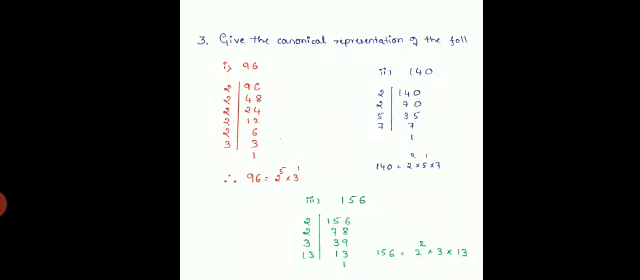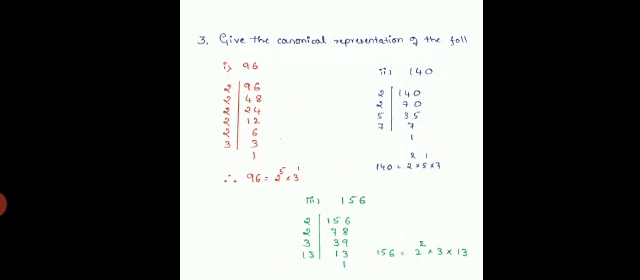Similarly, the second sum, the number is 140. 140 is divisible by 2, you get 70. 70 is divisible by 2, you get 35. 35 is divisible by 5, you get 7. 7 is divisible by 7 only. Hence, the canonical representation can be written as 140 is equal to 2 to the power 2 into 5 into 7. And the next sum, the number is 156.